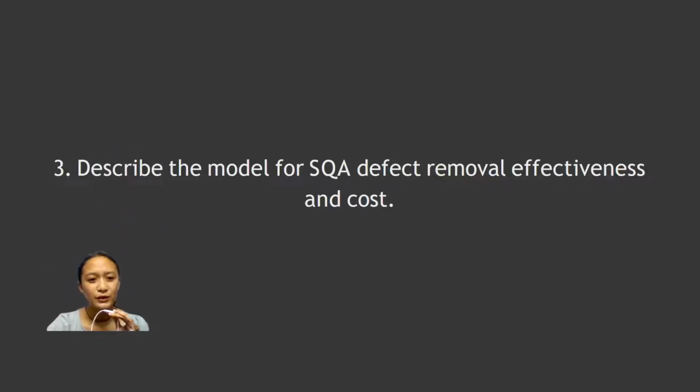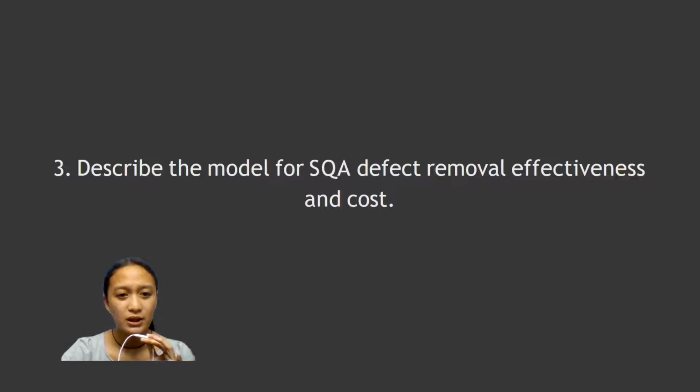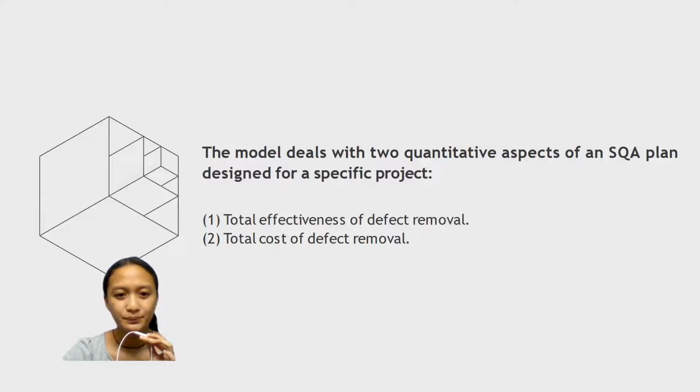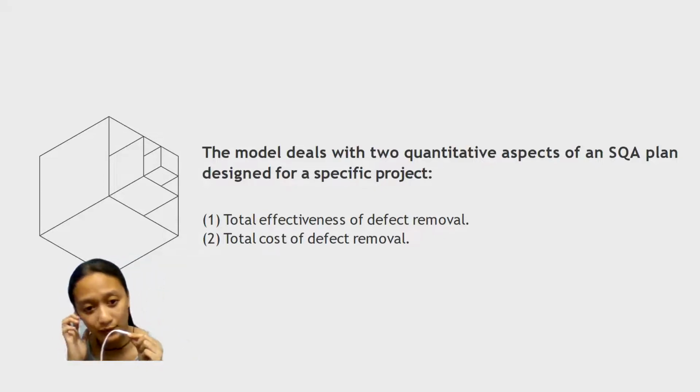For the third question, which is to describe the model of SQA, or software quality assurance, defect removal effectiveness and cost: the model deals with two quantitative aspects of an SQA plan designed for a specific project. First is the total effectiveness of defect removal, and second is the total cost of defect removal.